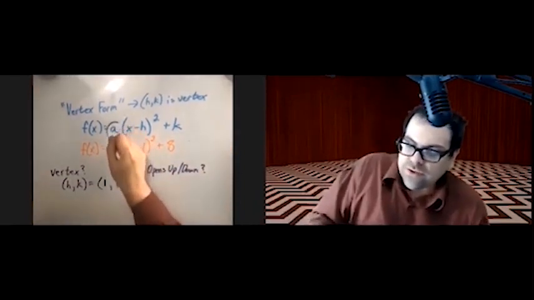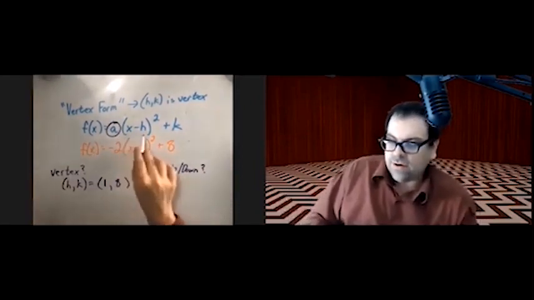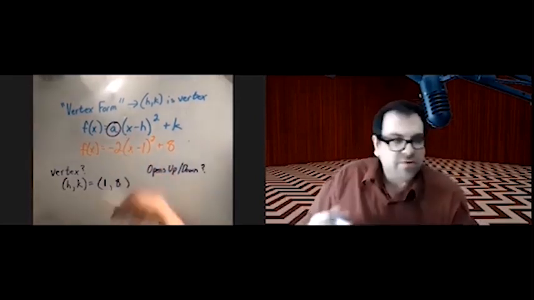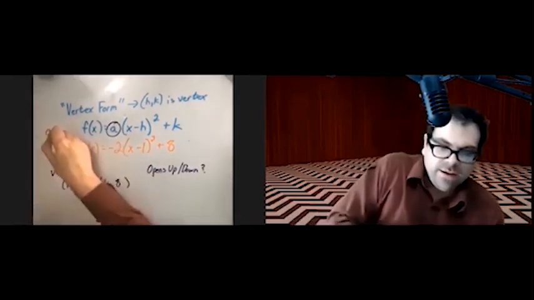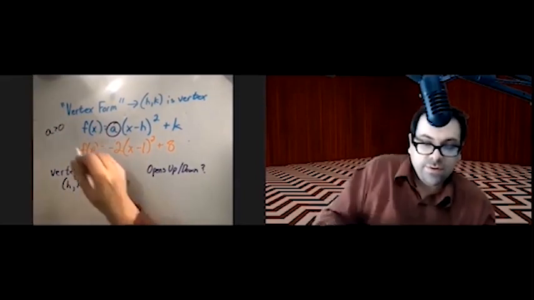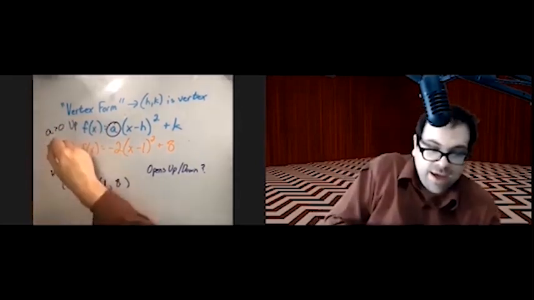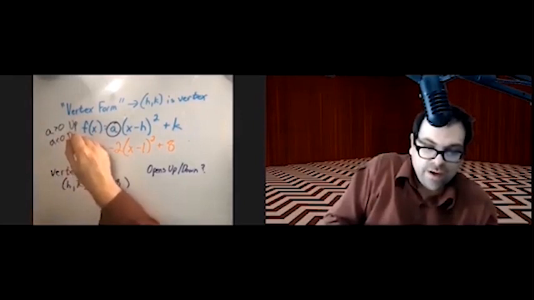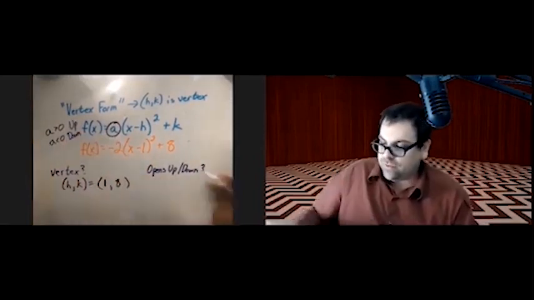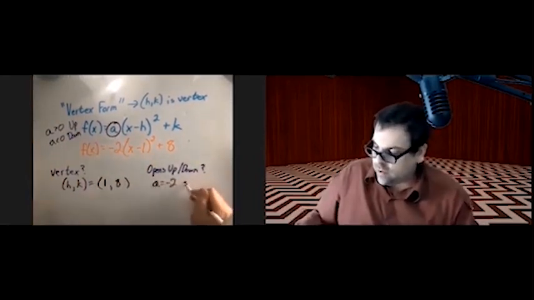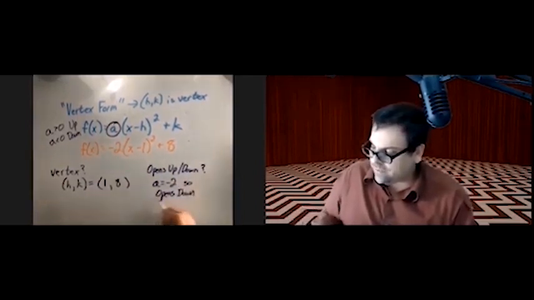So what we're going to do is look at A, the number in front of our x minus h squared, the number in front of our squared thing. If A is positive, then it opens up. But if A is negative, it opens down. And here, our A is negative 2. So it opens down.